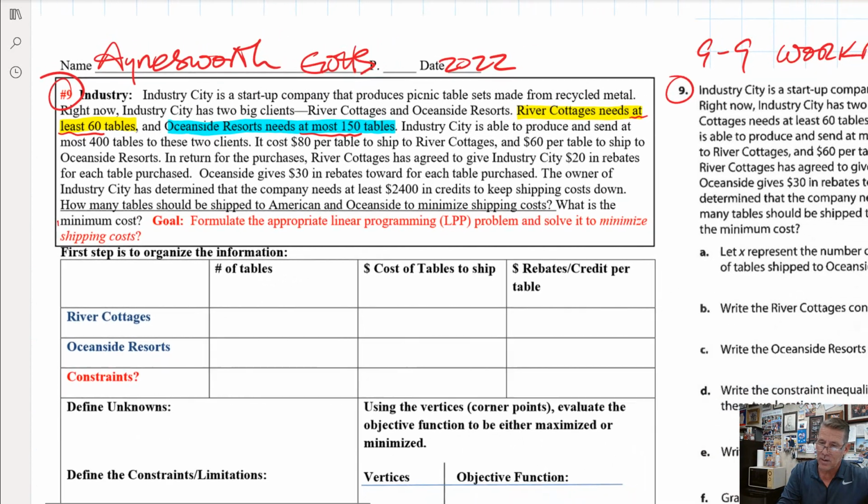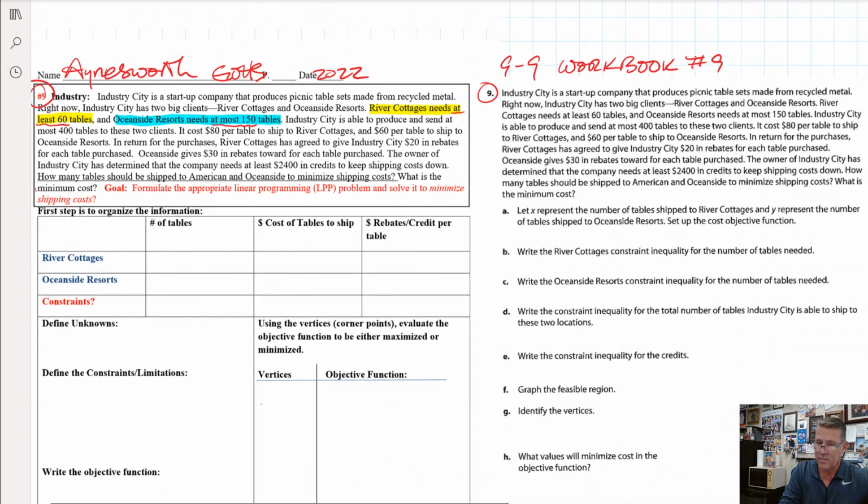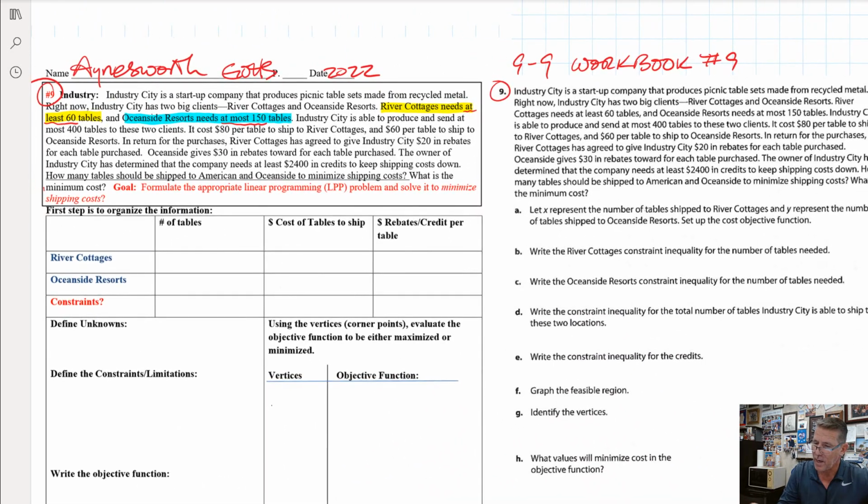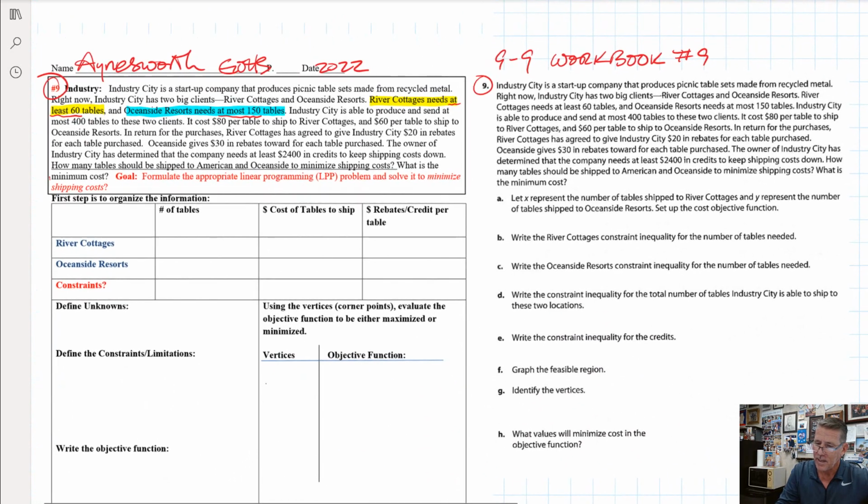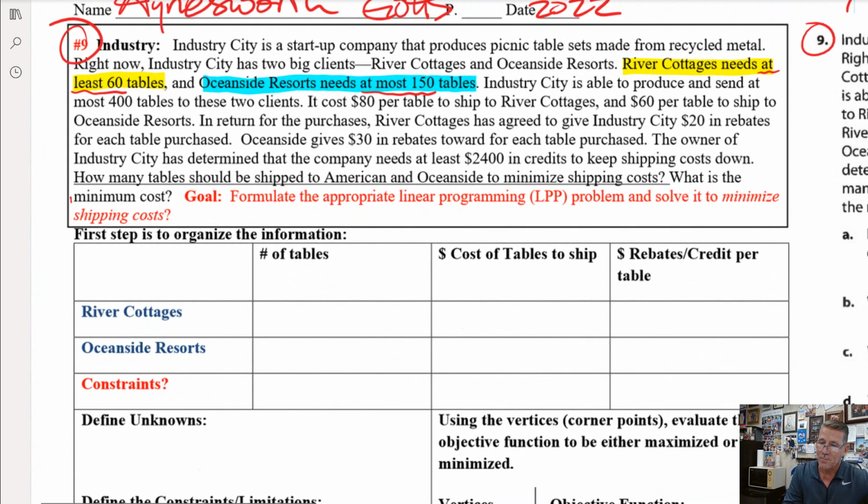Before we get started here, let's read the workbook, part A. It says let X represent the number of tables shipped to River Cottages and Y represent the number of tables shipped to Oceanside Resorts. Set up an objective function. Before we do that, we've got to read the problem a little bit more. So let's go back to the problem.